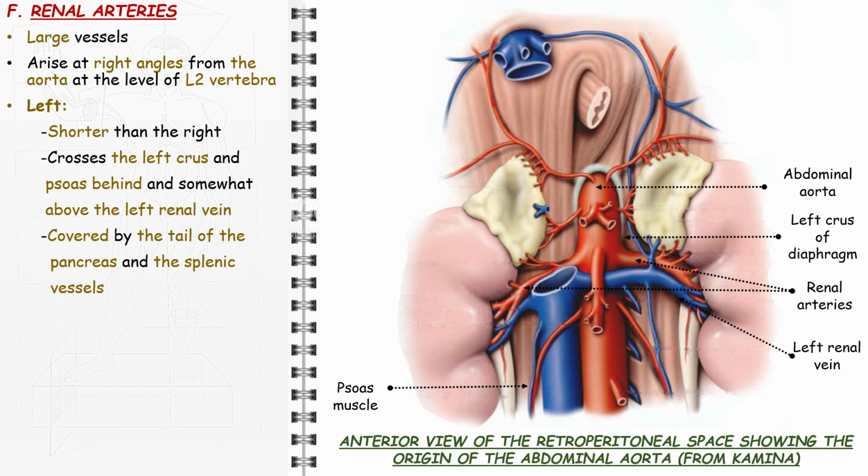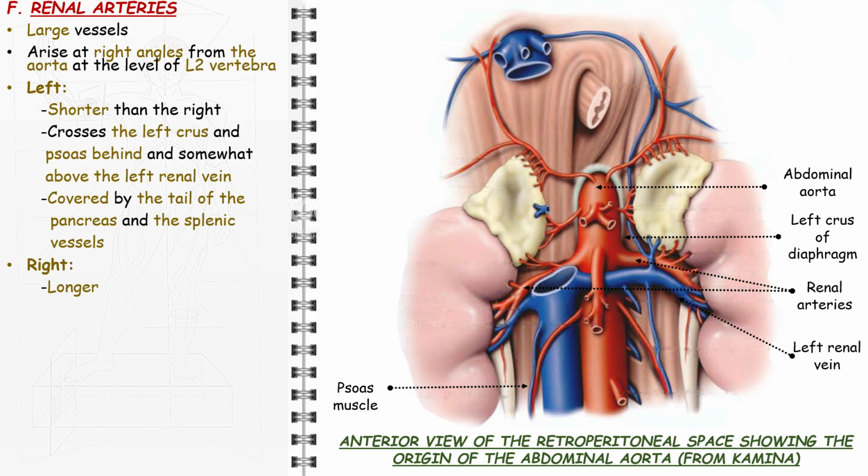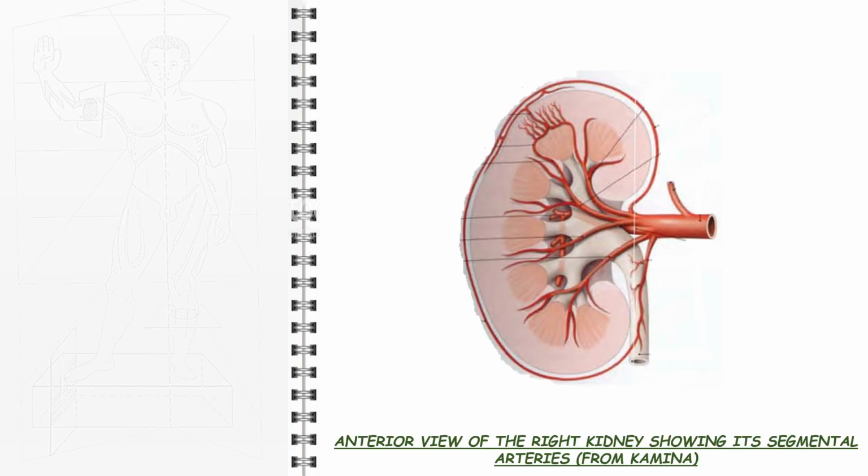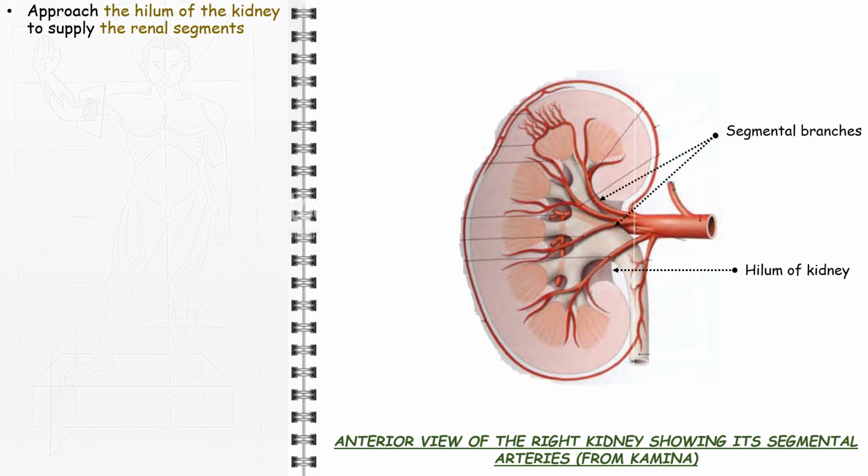The longer right artery crosses the right crus and psoas behind the inferior vena cava and the short right renal vein. These structures separate the artery from the head of the pancreas and bile duct and from the second part of the duodenum. Each artery approaches the hilum of the kidney to supply the renal segments. The early division of the right renal artery too close to the inferior vena cava constitutes a real challenge while approaching the right renal pedicle. Each renal artery gives off small suprarenal and ureteric branches.